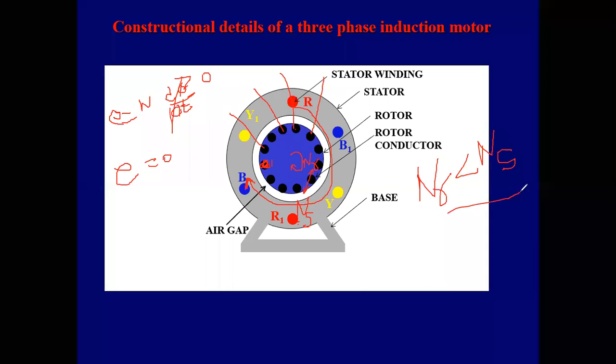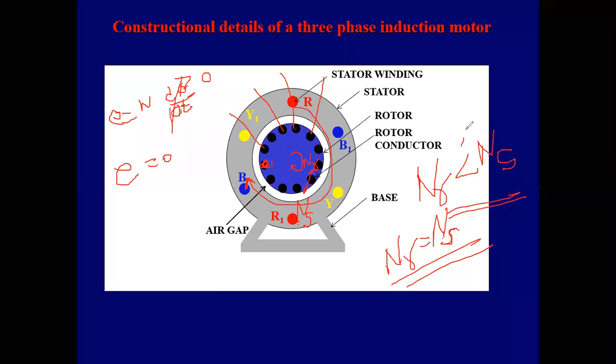That is why it is known as an asynchronous machine. If NR is equal to NS and the motor is still rotating, that is known as a synchronous machine, because it is rotating at synchronous speed. The rotor conductors are rotating at synchronous speed. That is why it is a synchronous machine.